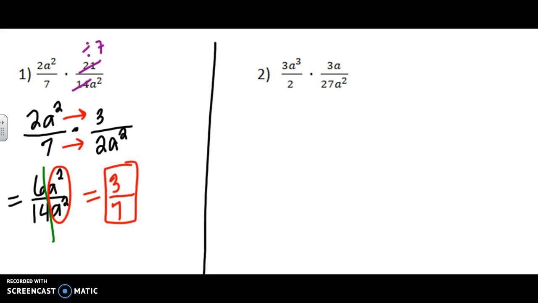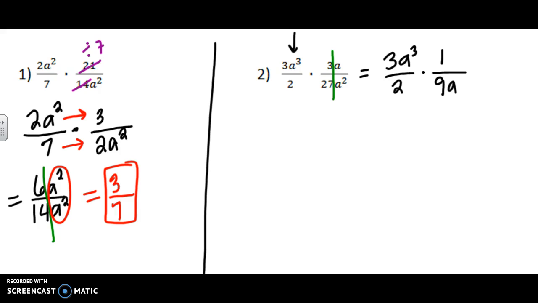Moving on to the second one. The first fraction right here can't simplify. But on the second fraction, you notice that you have a couple things going on. 3 over 27 reduces. So let's rewrite the first one since nothing simplified. 3 over 27 reduces to 1 over 9. And a over a squared is bottom heavy, so it's going to be 1 over 9a.